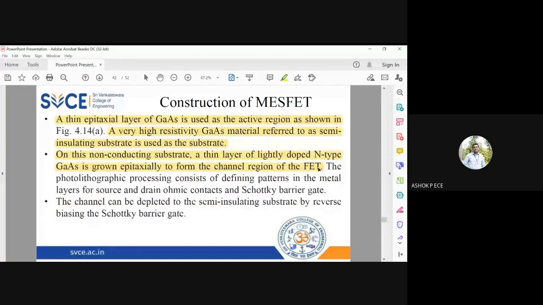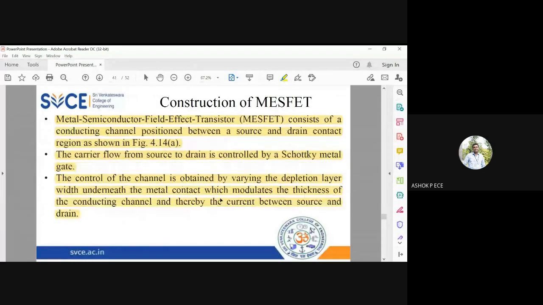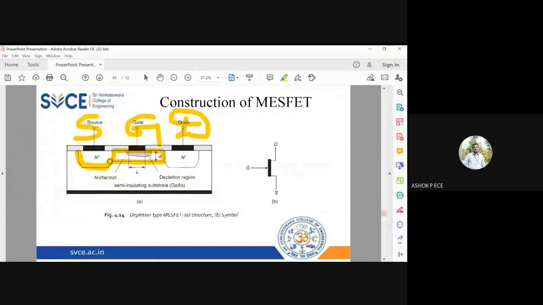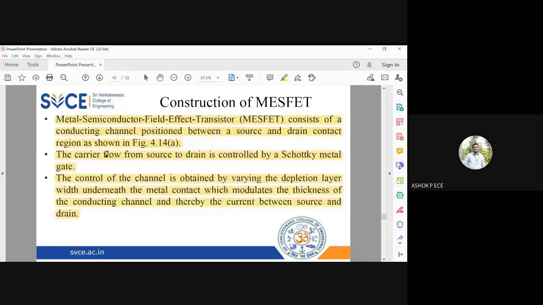With photolithography, I have to dig out the regions for the source and drain, and I form a Schottky barrier gate there also. You can see from the diagram, this region inside has to be taken out, and you implant the N region and the N plus region. That is done by photolithography. You apply a mask everywhere except these two regions, and by ion implantation you make this region from N into N plus, a heavily doped region.